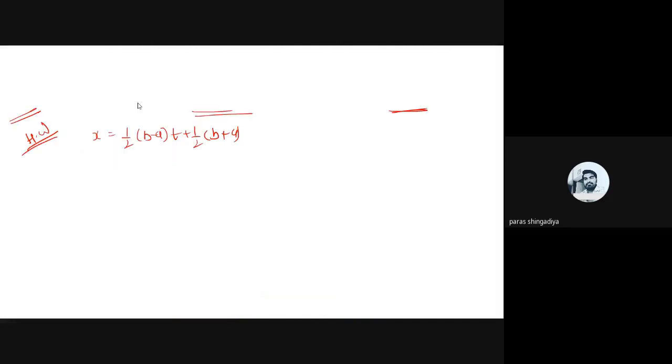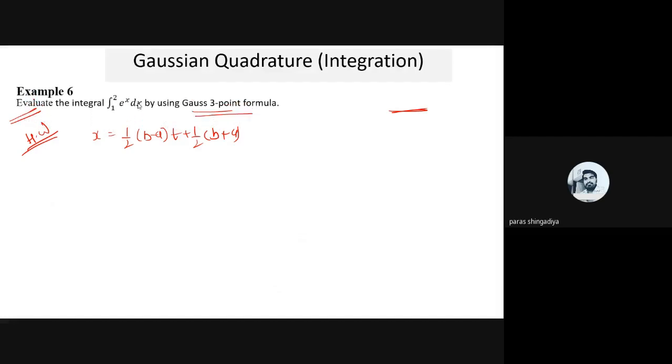After that, the next example is also homework, and that's also very easy. Clear? Integral of e raised to x dx from 1 to 2, using the 3-point formula. 1 to 2 is the limit, the function is e raised to x, and we use the 3-point formula. So e raised to x is the function here.